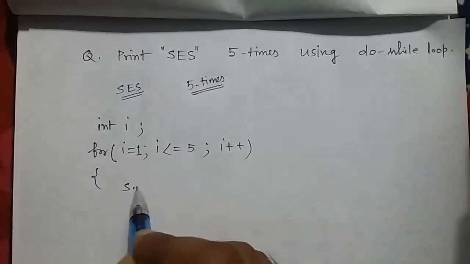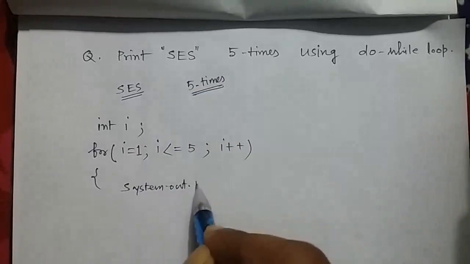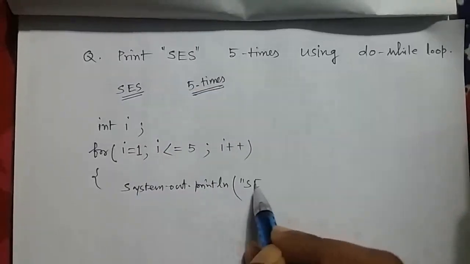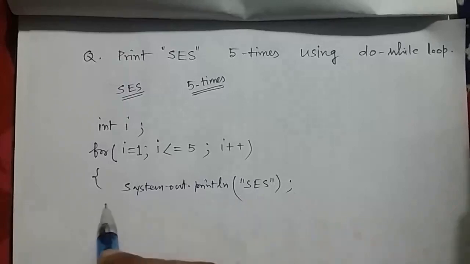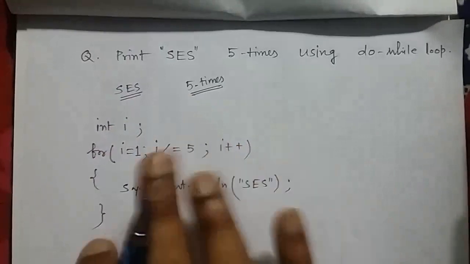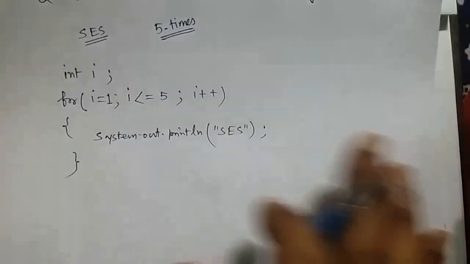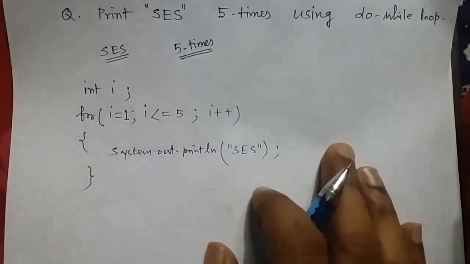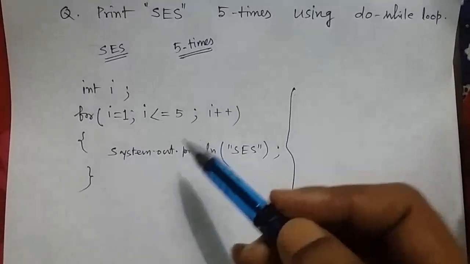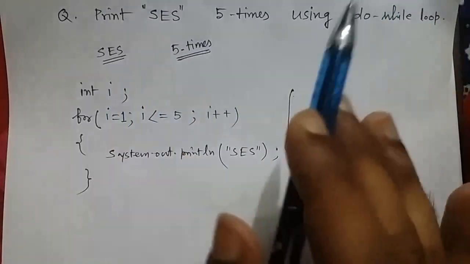So we will write System.out.println, inside the double quotes ACS, and that is the end. So this is the code segment to execute ACS Southern School 5 times. Now if we apply do while loop, then also it will be very easy, and with this idea we can execute this program using do while loop.